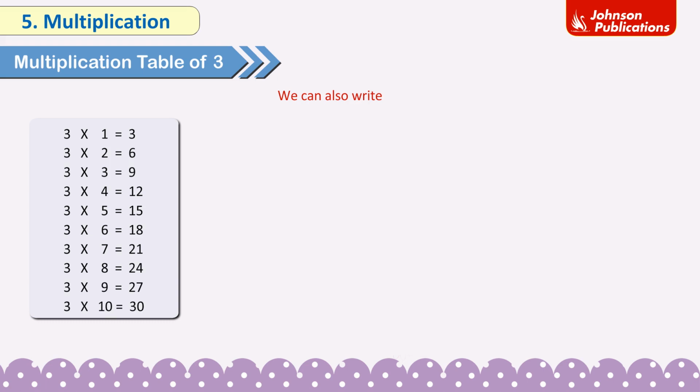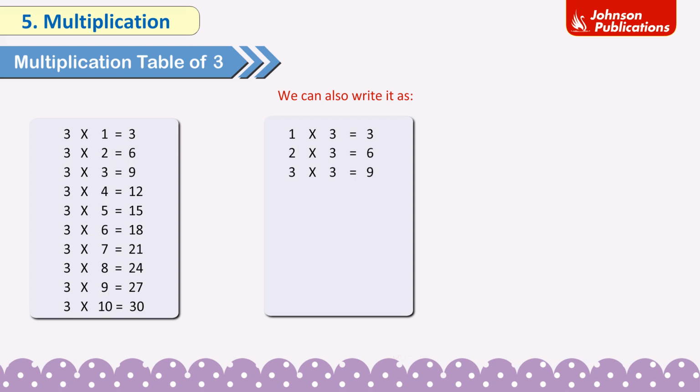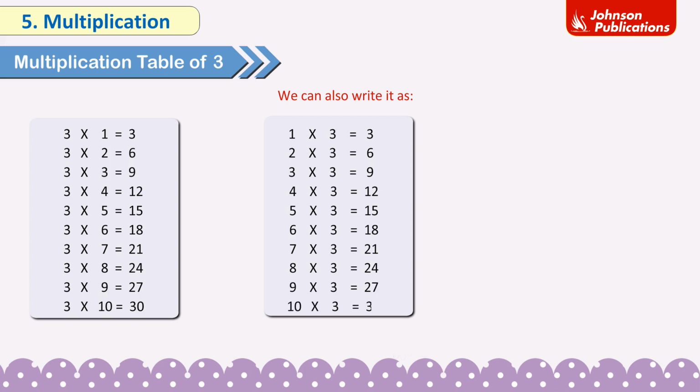We can also write it as 1 times 3 equals 3. 2 times 3 equals 6. 3 times 3 equals 9. 4 times 3 equals 12. 5 times 3 equals 15. 6 times 3 equals 18. 7 times 3 equals 21. 8 times 3 equals 24. 9 times 3 equals 27. 10 times 3 equals 30.